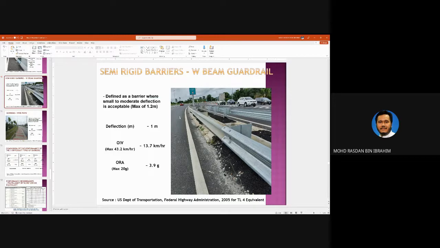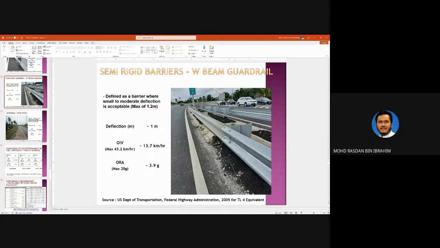Even nowadays, the most recent design of the guardrail here does not have this packer. You can see this is the column, this is the packer, and this is the W-beam. Okay, this is the typical design.